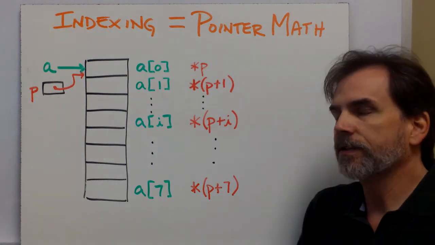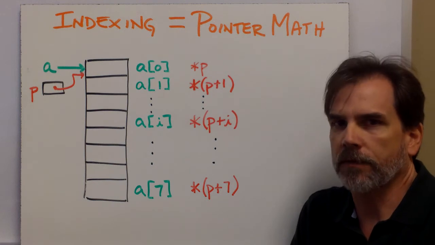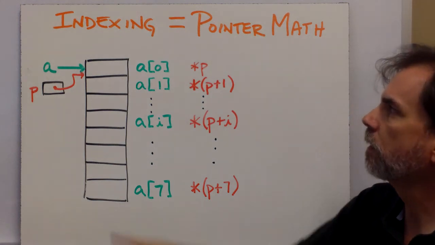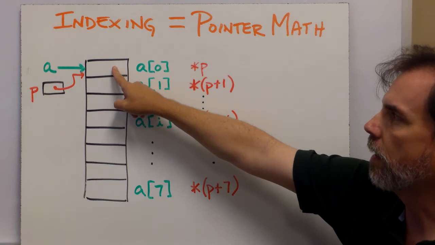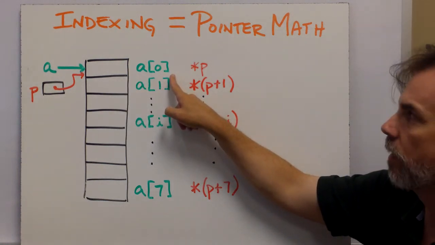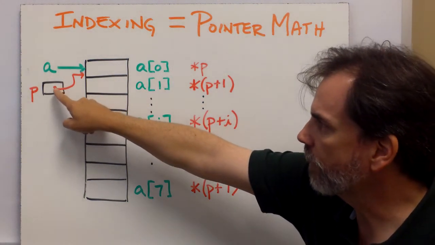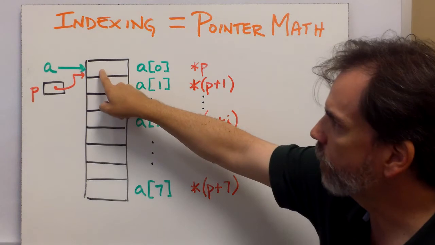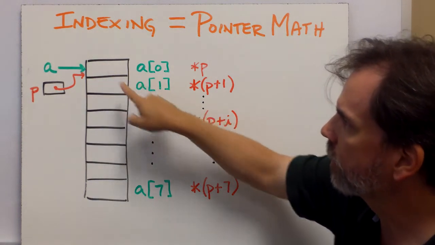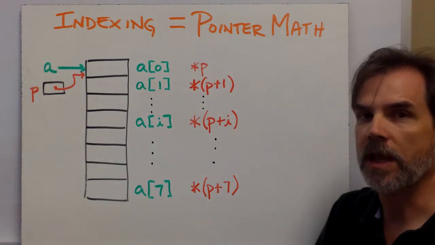And when we index into an array, we're actually doing pointer arithmetic. So the first element of array A we refer to as A sub 0, A[0], right? And that's the same thing as if we dereference this pointer P, it's pointing here, we get that same value. So A[0] and *P refer to the same value.